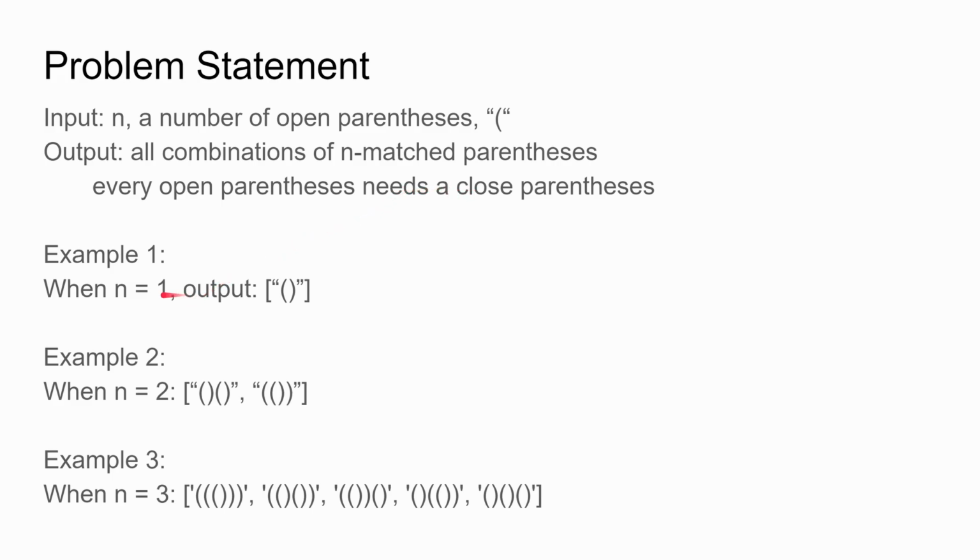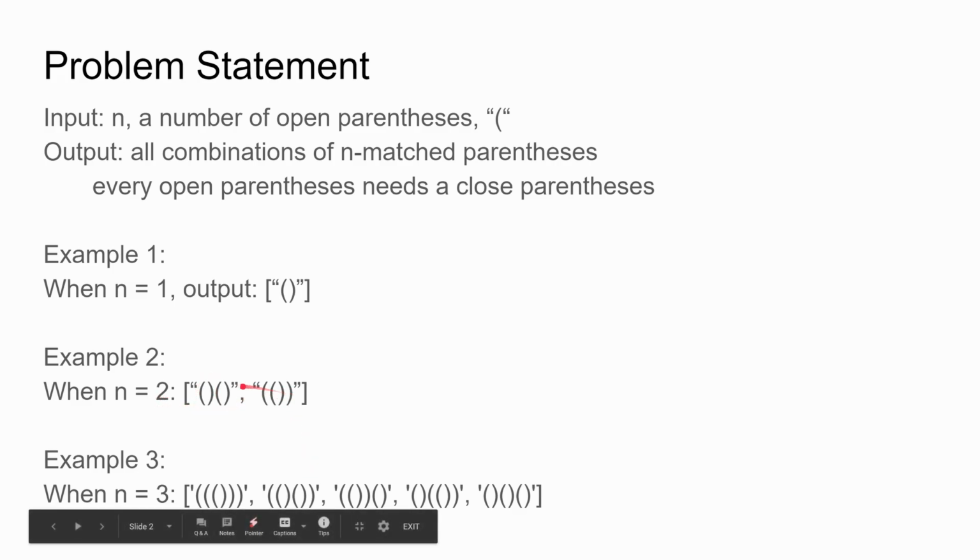So, for example, when n is 1, the output would just be this, because it's the only possible thing to do with one left bracket and one right bracket. The reason you only have one left bracket and one right bracket is because n is only 1. When n is 2, these are the two options, and it has these two options because it needs to use 2 left brackets and 2 right brackets for both of them. For when n is 3, it has these 5 options, all of them having 3 left brackets and 3 right brackets.